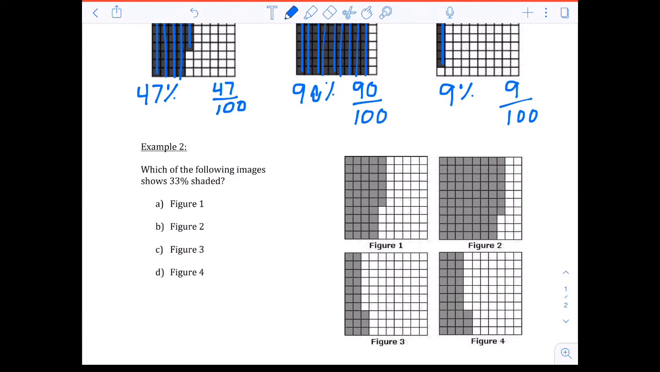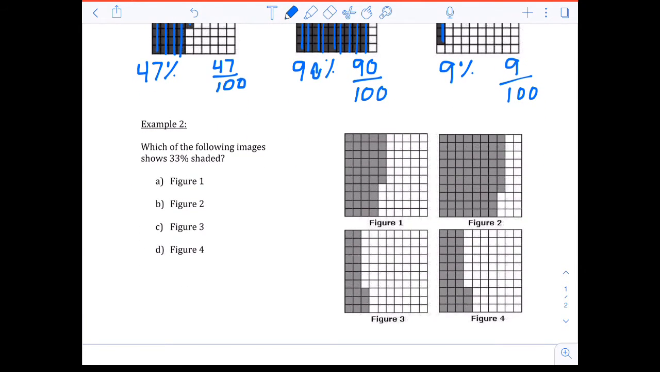Let's continue through. This is a multiple choice question. It says, which of these figures has 33% shaded in? So that would mean 33 out of 100 boxes shaded in. If I count the first one, 10, 20, 30, 40, I'm already over. This one actually has 46. I can count the next one, 10, 20, 30, 40, 50, 60, 70, and 7. This one has 77. Too high.